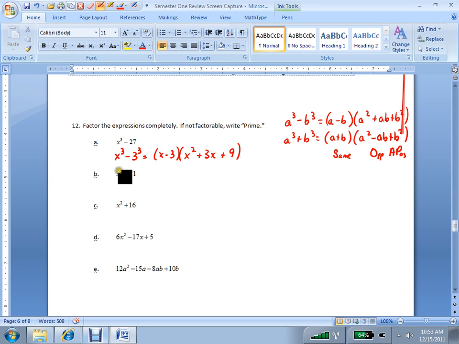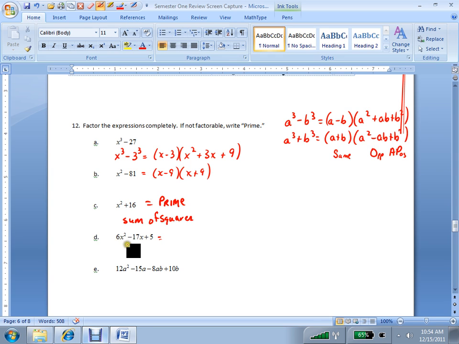Now the rest of these I see are x squared, so I will not use the cubic pattern. This is simply the difference of squares. So it is x minus 9 and x plus 9. Problem C is the sum. You can never factor a sum of squares. Therefore, you would write prime, since it cannot be factored.